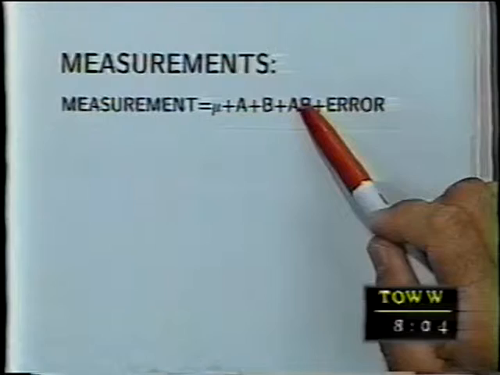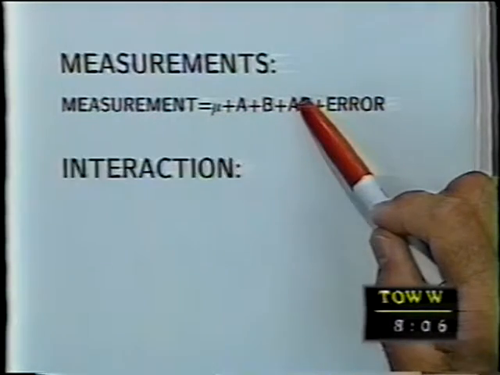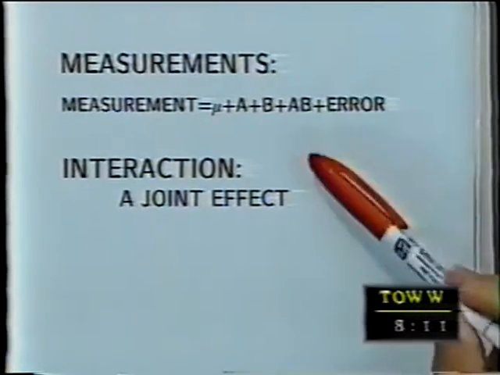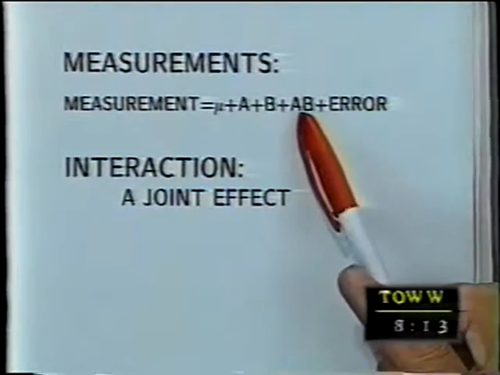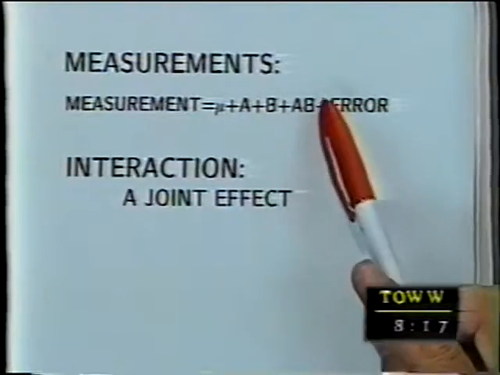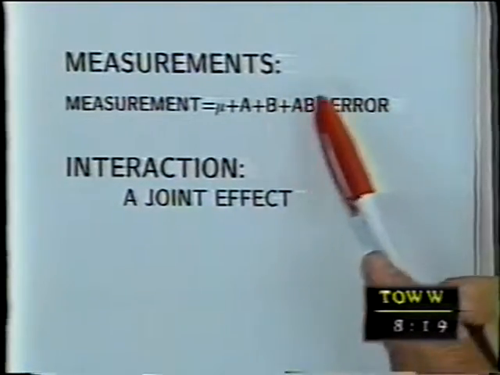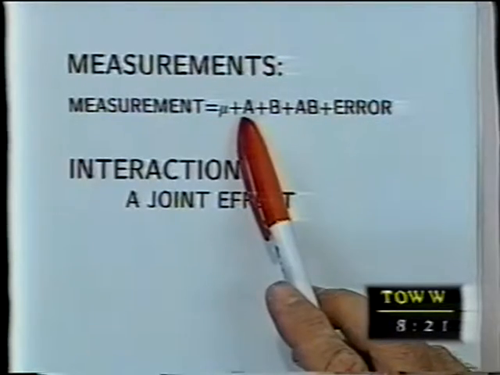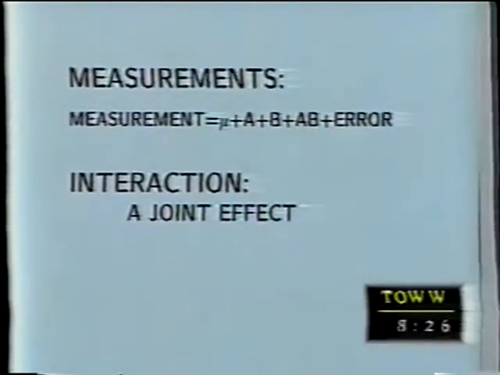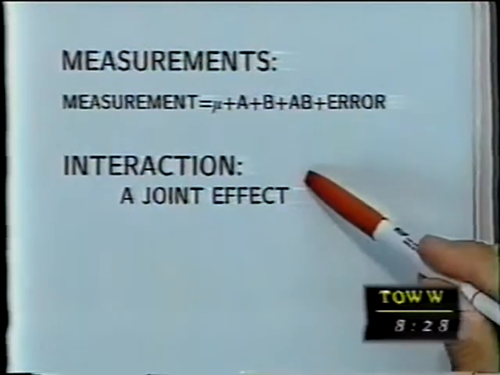But there's another piece. And that piece is called the interaction or the joint effect. It's an effect due to the fact that I'm in a particular level of A and a particular level of B. There's something happening because of a joint effect between them, not just because I'm in A, not just because I'm in B, but because I happen to be in a particular value of A and B. That's called the interaction effect.